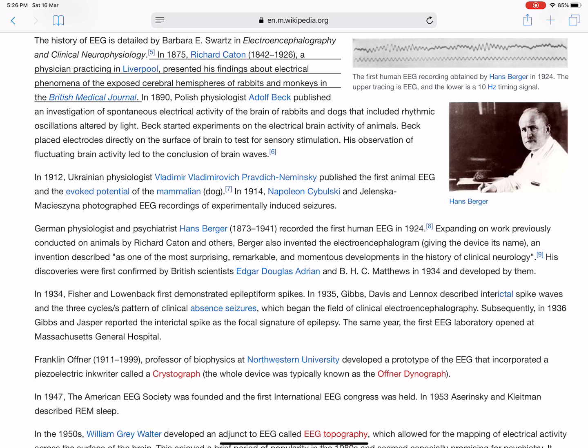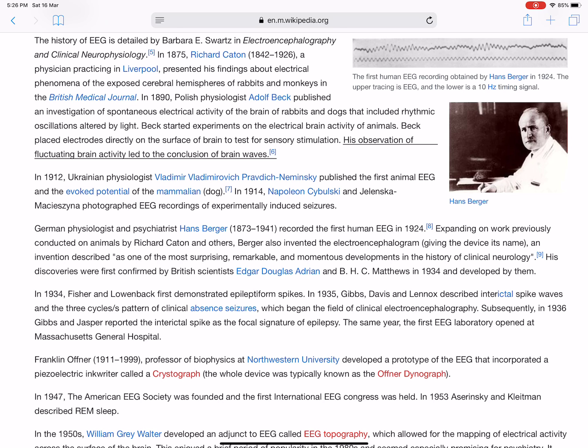In 1890, Polish physiologist Adolf Beck published an investigation of spontaneous electrical activity of the brain of rabbits and dogs that included rhythmic oscillations altered by light. Beck started experiments on the electrical brain activity of animals. Beck placed electrodes directly on the surface of brain to test for sensory stimulation. His observation of fluctuating brain activity led to the conclusion of brain waves.